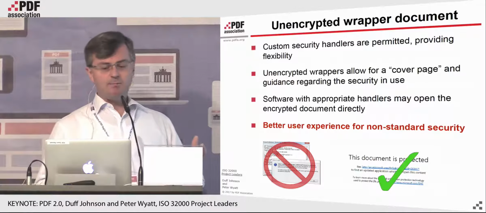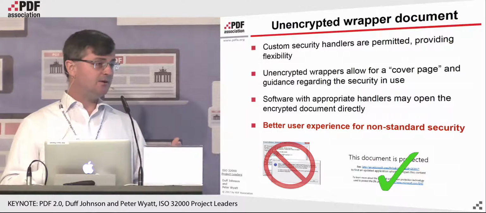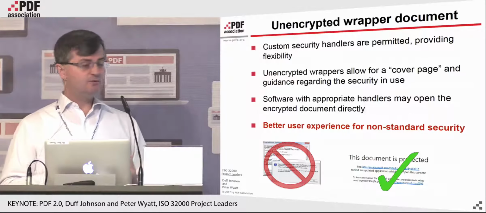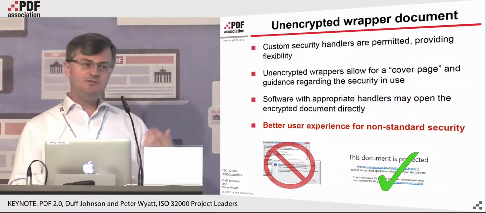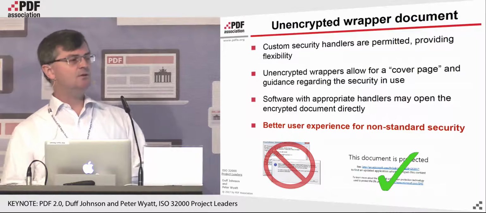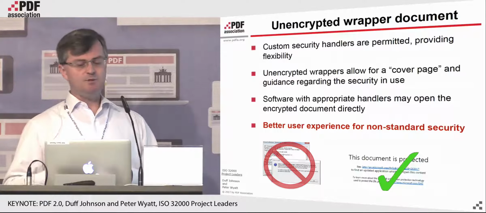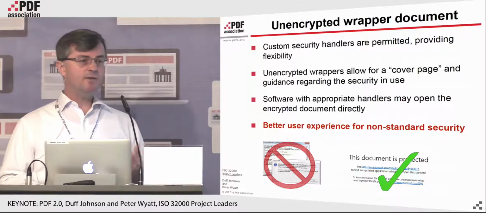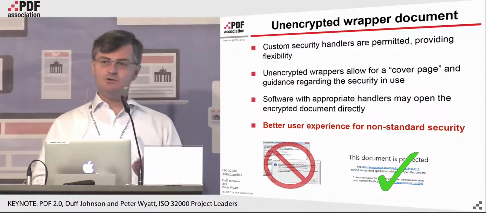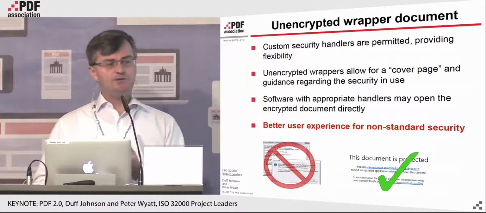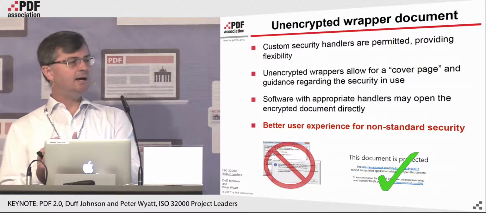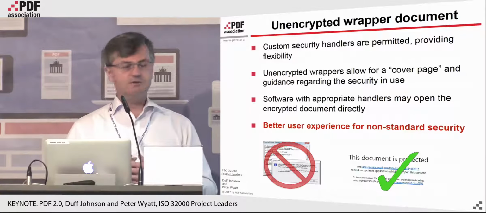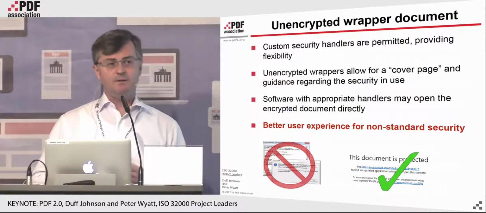So the unencrypted wrapper allows for a cover page, an unencrypted page, and that can provide guidance to an end user about how they can access the technology or get the technology to decrypt the encrypted payload. So the concept is that it's described in such a way that if you already have that technology built into your product, then you don't actually have to show this page. You can go right to that encrypted payload. So we hope this will give a better user experience for non-standard security protocols that are out there.